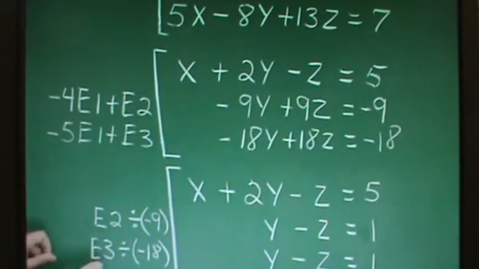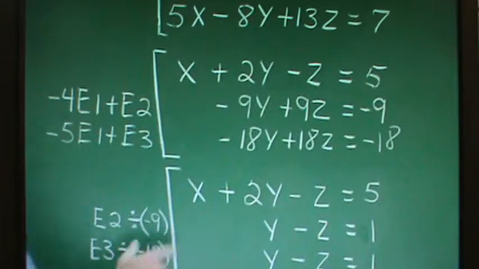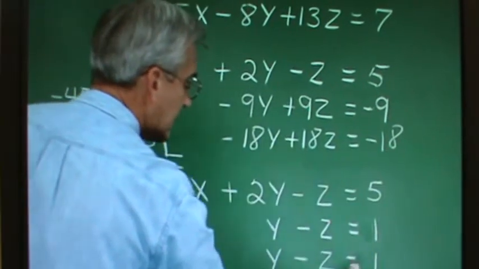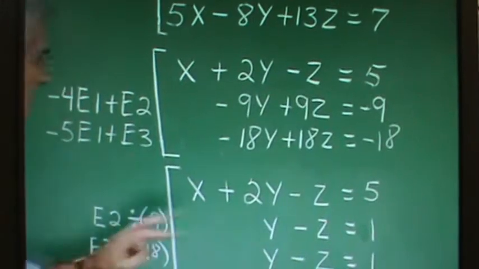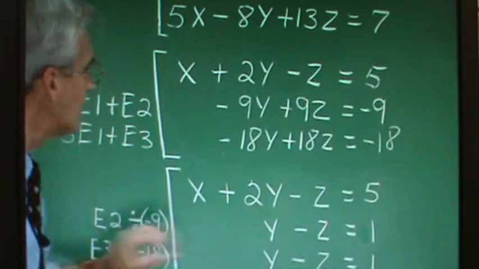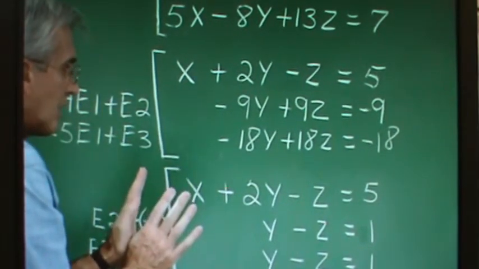And then in the next one, I'm dividing in equation 3, I'm dividing by -18. Same kind of thing happens. Divide here by -18, divide here by -18, divide here by -18, and I get this. Now I'm noticing that these two equations are identical. Now let's see what happens in the next step. I'm just using the same logic pattern that I used before.